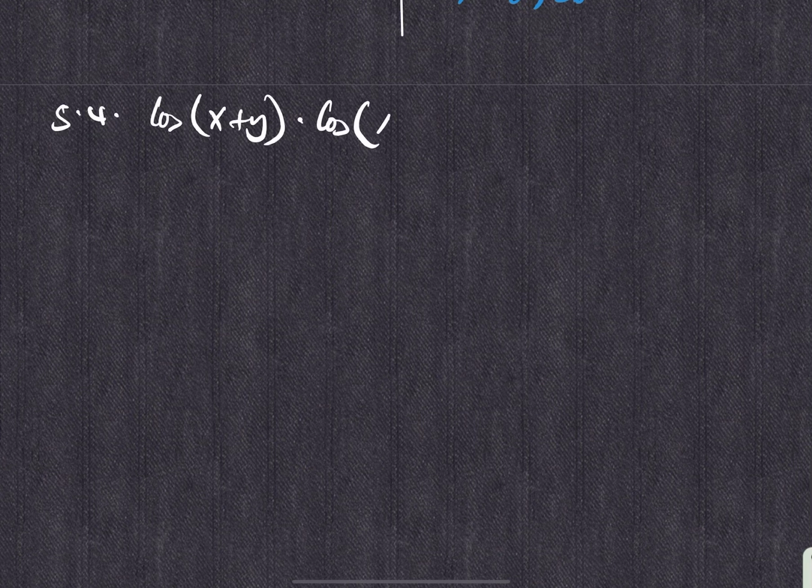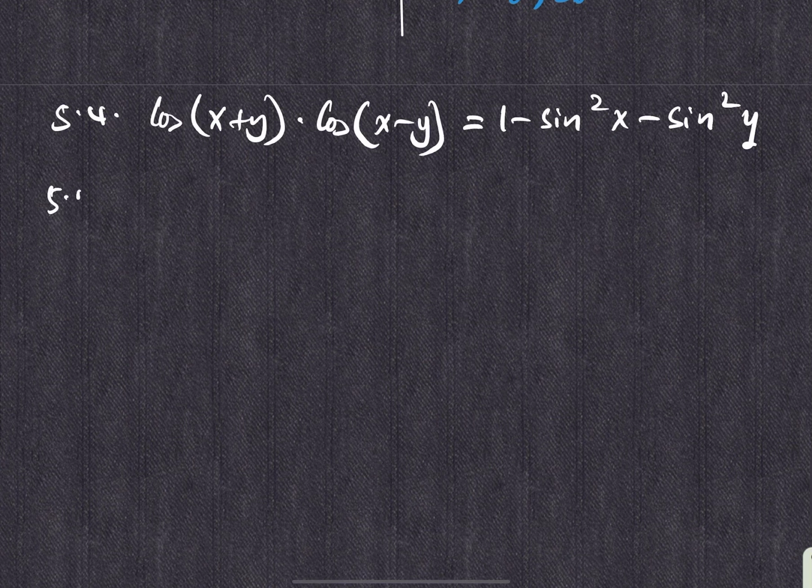So, okay, that is a small one. You get a 5.4. You are given the identity, which is cos of (x plus y) multiplied by cos of (x minus y) equals 1 minus sine squared of x minus sine squared of y.